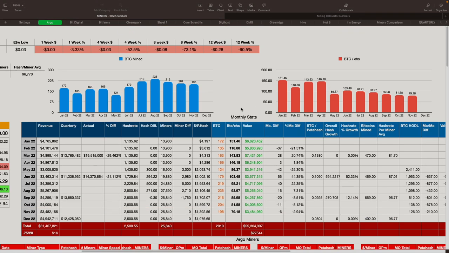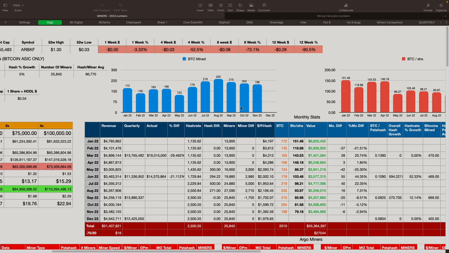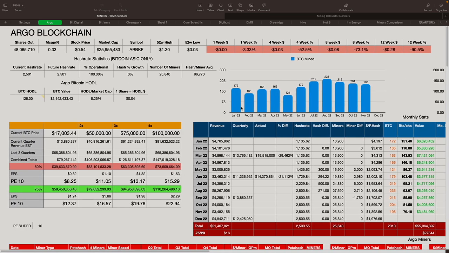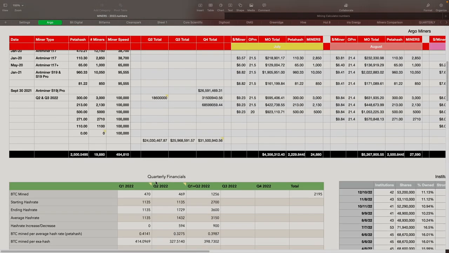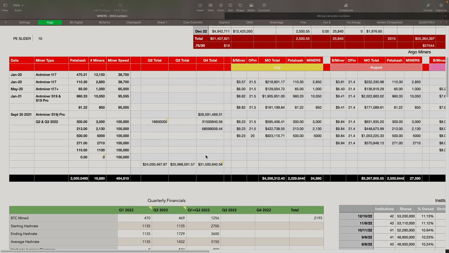Okay, so that's kind of what we're looking at with Argo right now. But we'll cover more as we get more information and hopefully get some financials reported on for the end of the year, which is now a week away. But that's still going to take at least a week, a month and a half to get those out. Okay, so that is it for it.